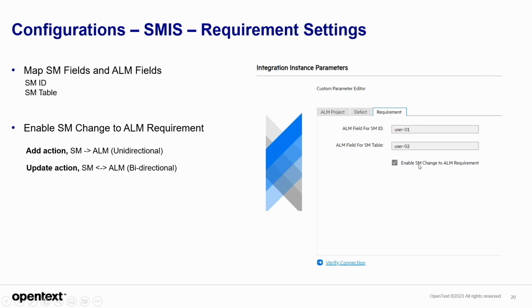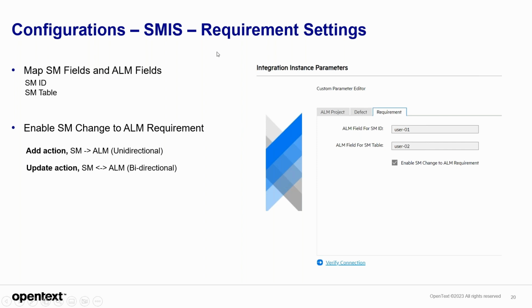Here I have the enable Service Manager change to ALM requirement. If you want to synchronize the change to ALM requirement, please check this checkbox. And for the add action, we support creating an ALM requirement from SM change. It's unidirectional, and we don't support creating an SM change from an ALM requirement. But the update action between SM and ALM is bidirectional. The updates on both of them can be synchronized to each other.